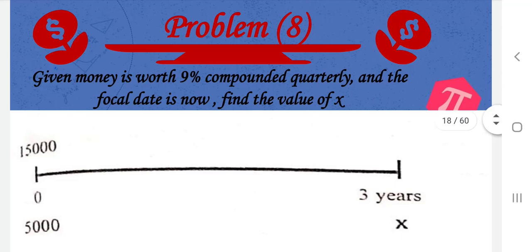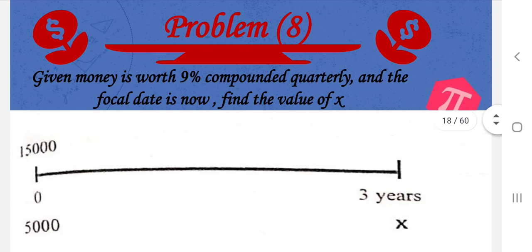To solve this problem by equations of value and by putting the focal date now, the main formula will be O1 equal N1 plus present value for X. So N for 50,000, 15,000 and 5,000 equals 0, and N for X will be equal 12.